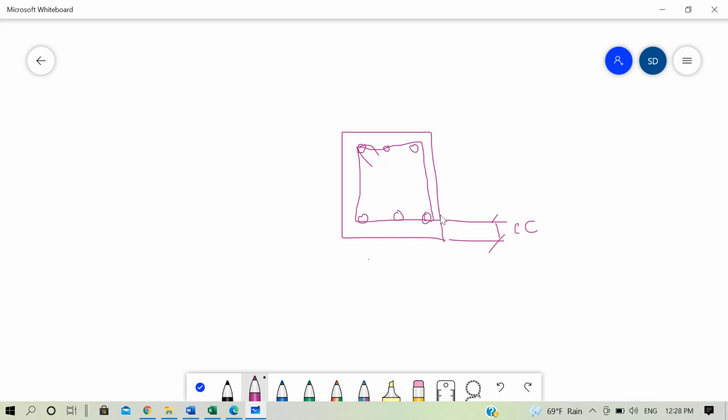Effective cover means you have to first find the centroid of the reinforcement in this tension side. Since we only have reinforcement in one line, the centroid will pass through the center of these bars. We suppose that the bars are all of equal diameter, so the centroid of these three tension reinforcement bars passes through the centroid of this bar. So the distance from the center of this bar to the lower surface of this beam is the effective cover. So this is the clear cover and this is the effective cover.